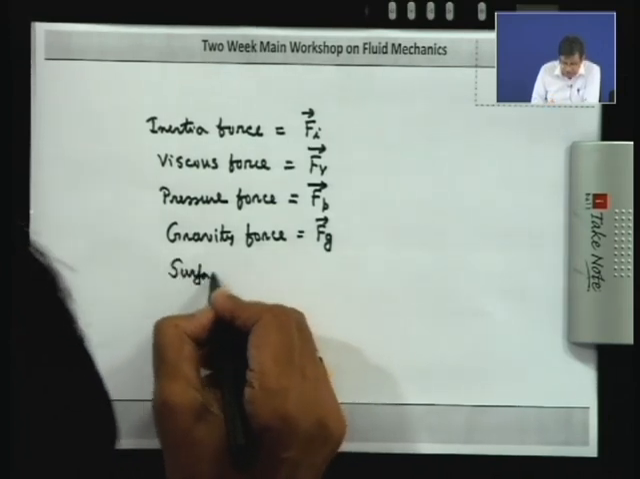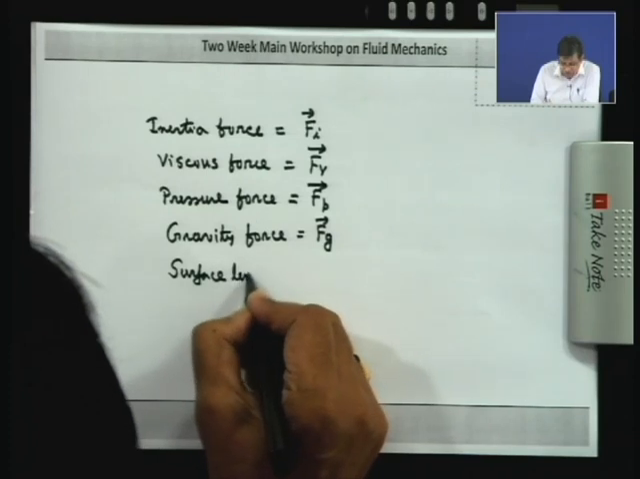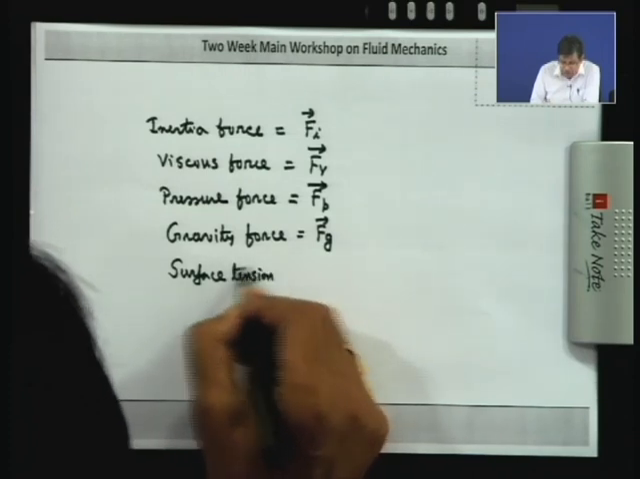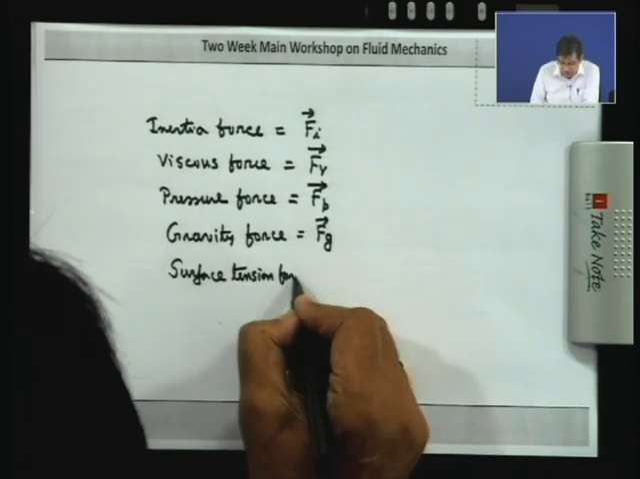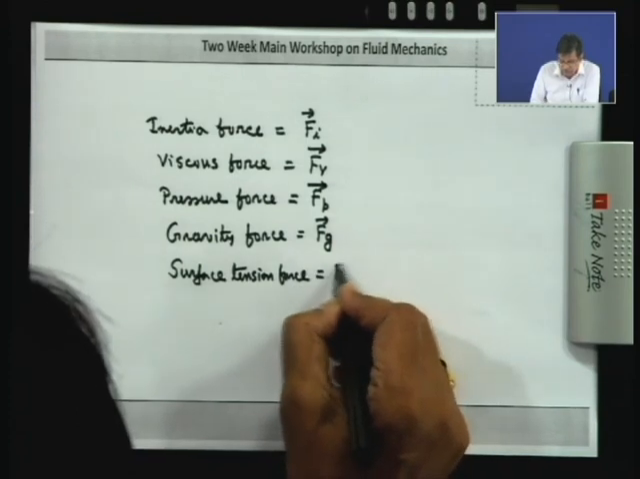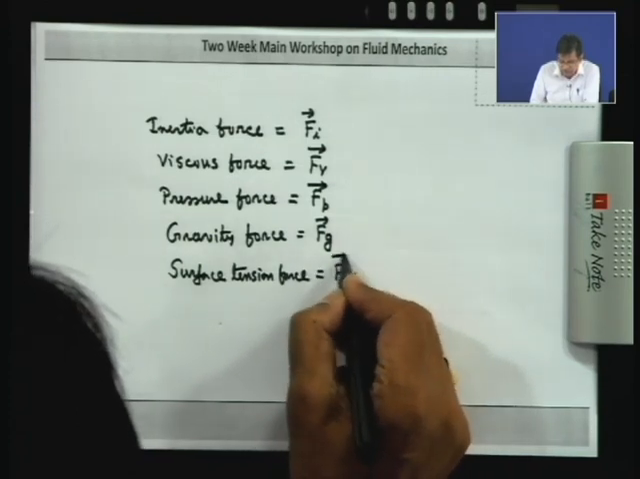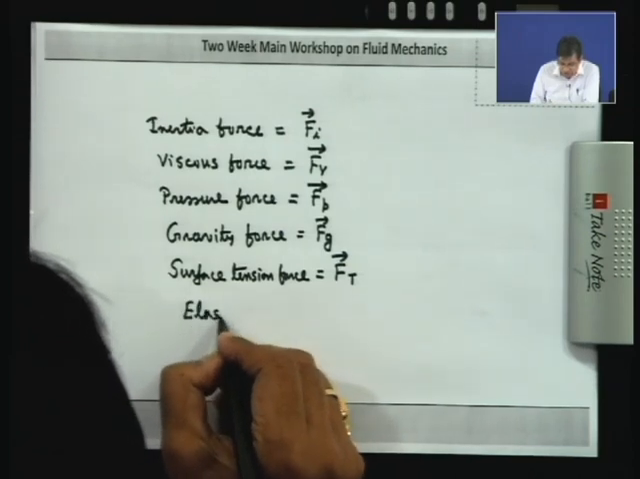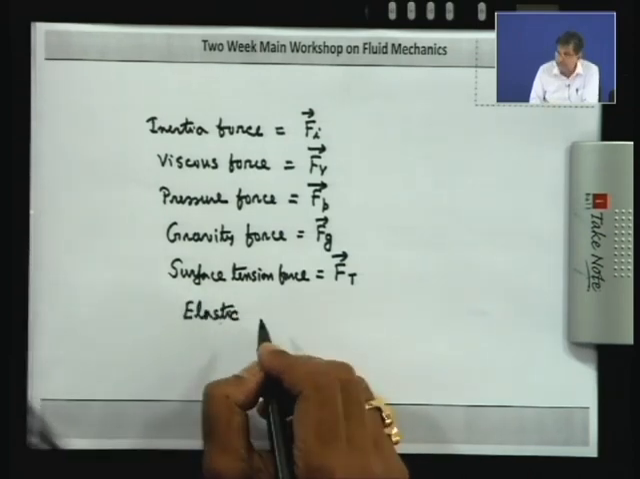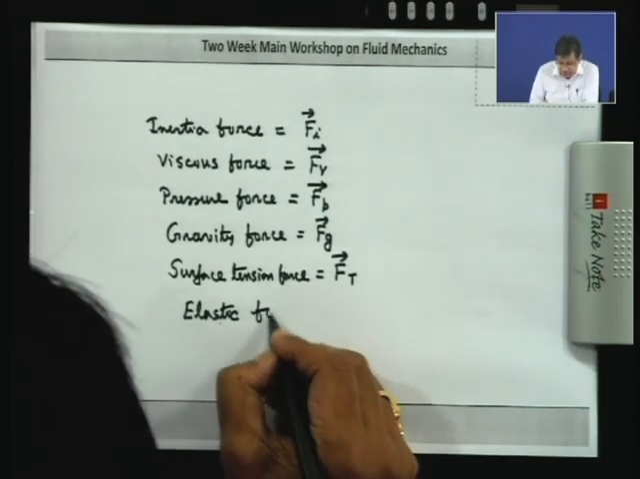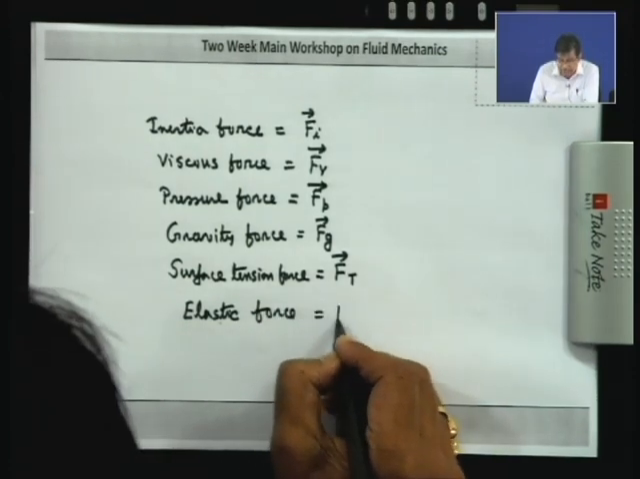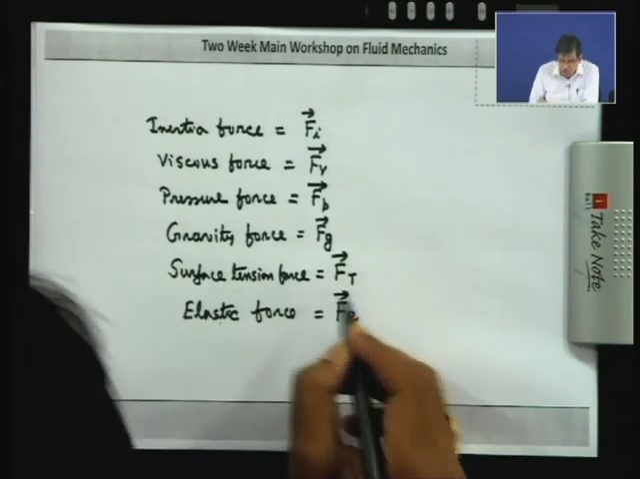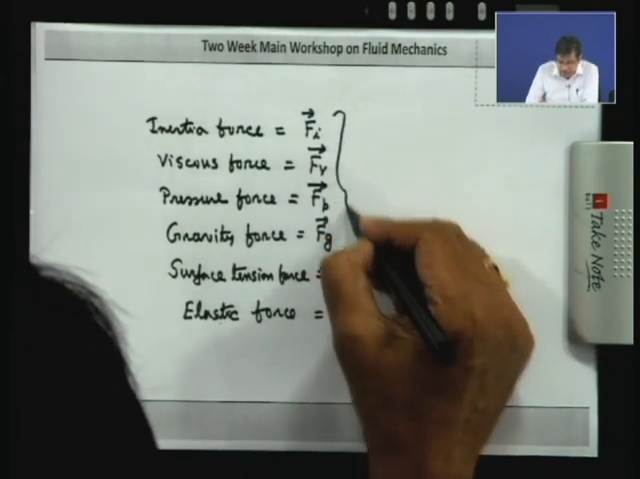You have already seen that surface tension force. Let us define this by Ft. There may be an elastic force which comes in case of compressible fluid because of elasticity, the bulk modulus of elasticity, which I write as Fe. So these are in general the forces.